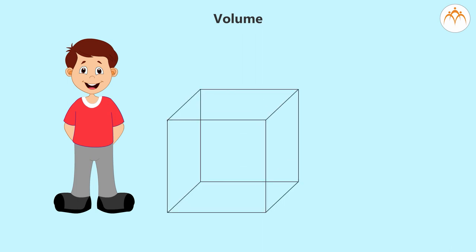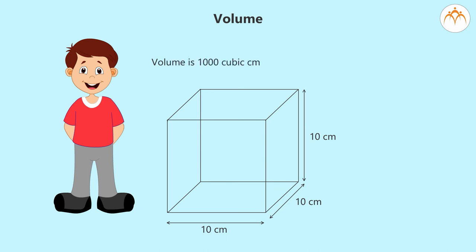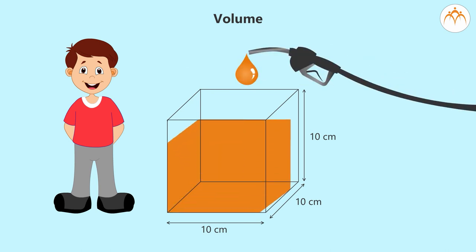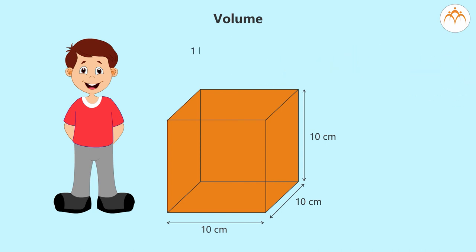Consider a cube having sides 10 cm. The volume is 1000 cubic centimeter. This is known as a liter. So, the petrol or diesel that exactly fills this cube is 1 liter of petrol or diesel. 1 liter is equal to 1000 milliliter. So, 1 ml is equal to the volume of a cube of side 1 centimeter.